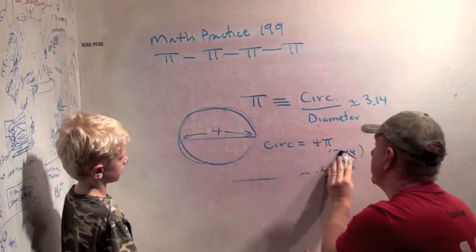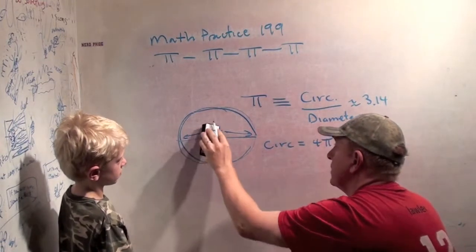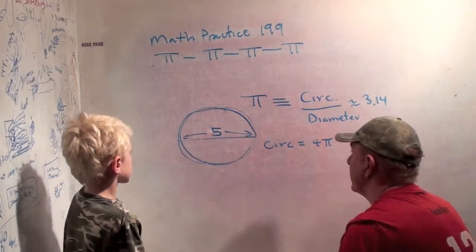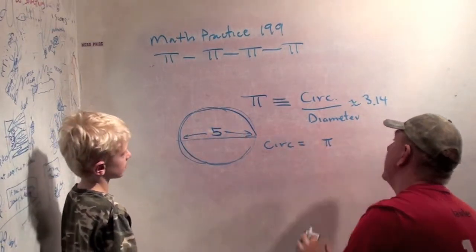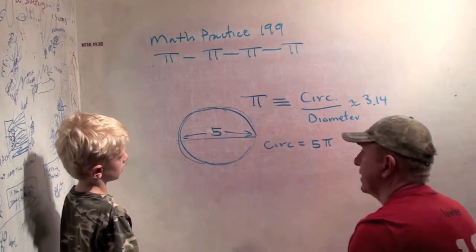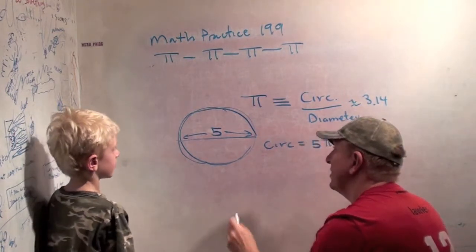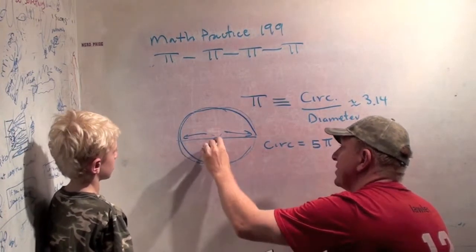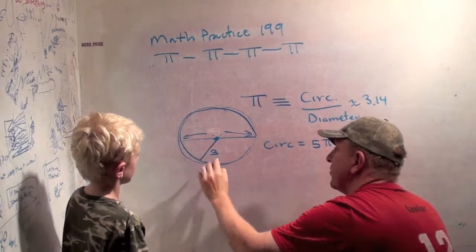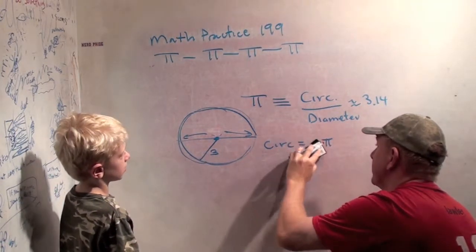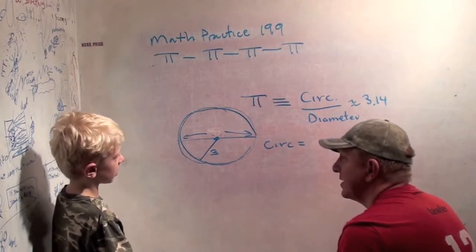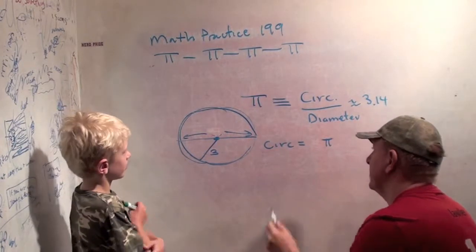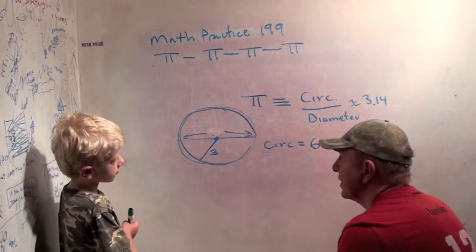What if the diameter was 5? What would the circumference be? 5 pi. Okay, you ready for a trick question now? What if I didn't tell you the diameter? What if I just told you the radius was 3? What's the circumference now? It's 6 pi. Very good, because the radius times 2 is the diameter. Good job. So the circumference is 6 pi.